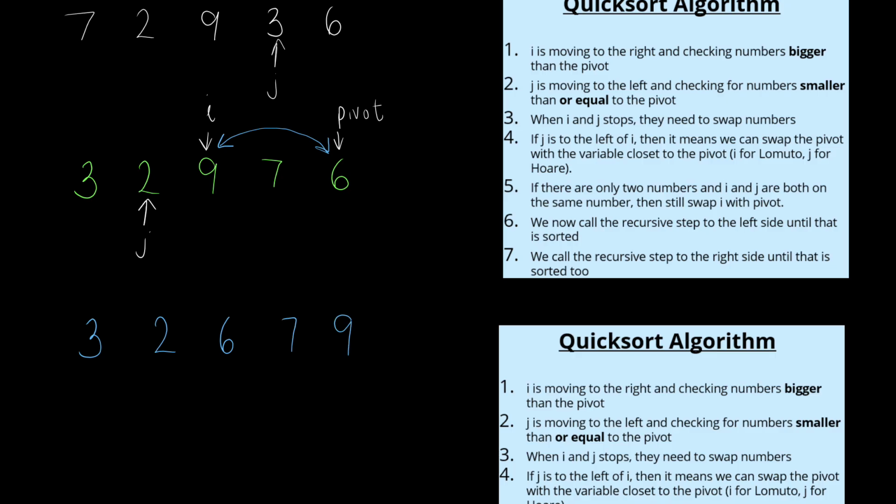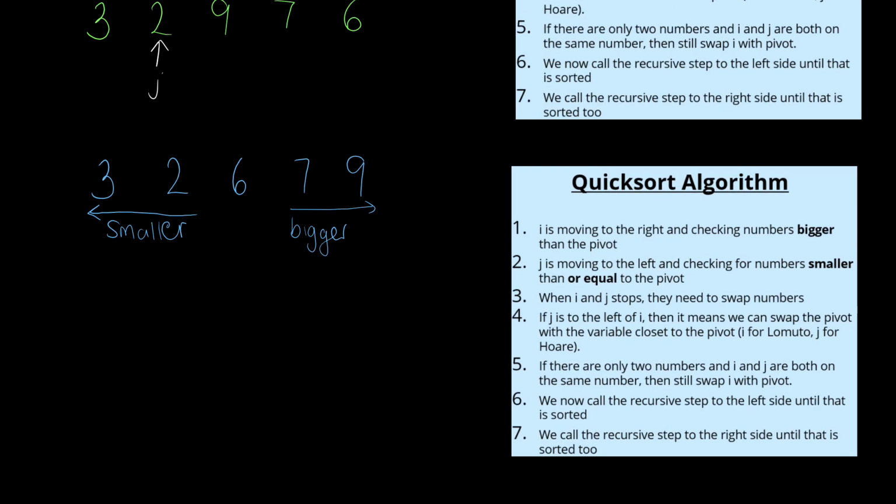At this point, we've actually completed our first partition. The pivot is now in the right place. The left side should be smaller, not necessarily in order, and the right side should be bigger than the pivot. We're now going to recursively call the right side and the left side. So we would recursively call the left side of our list.